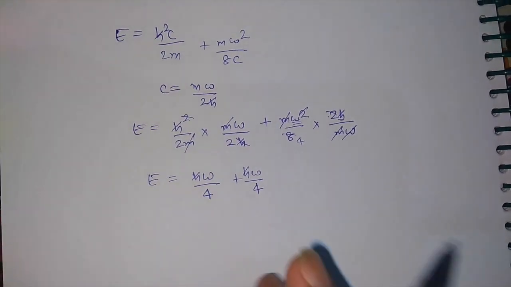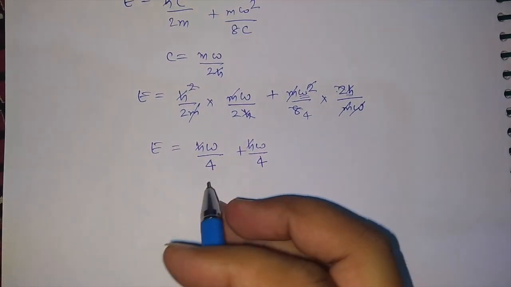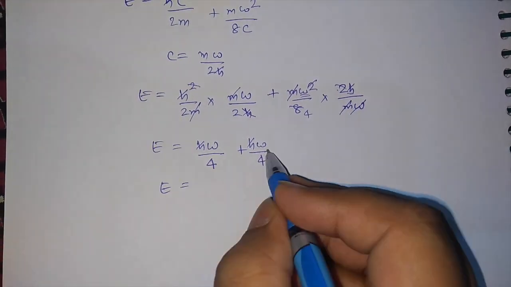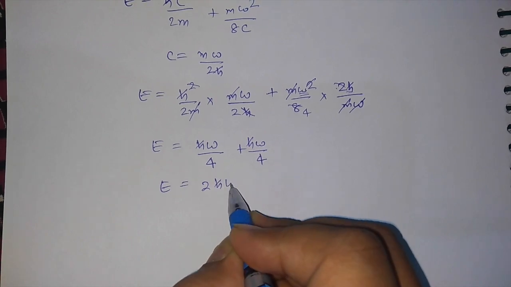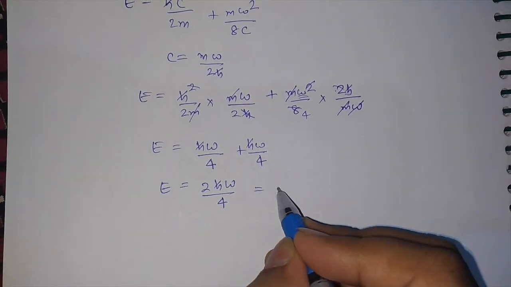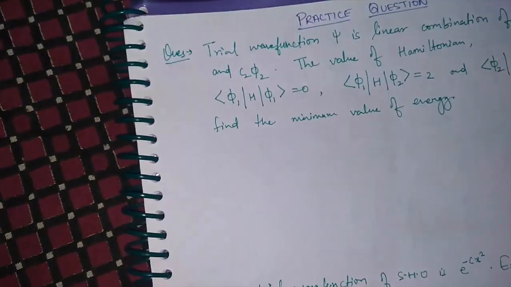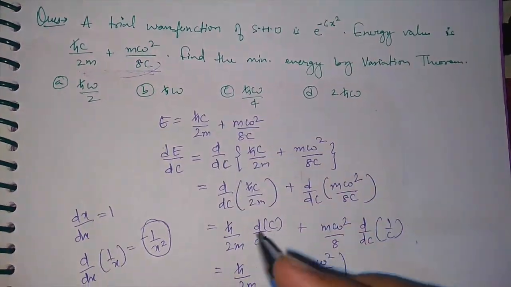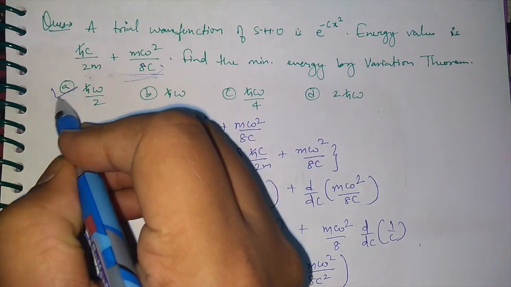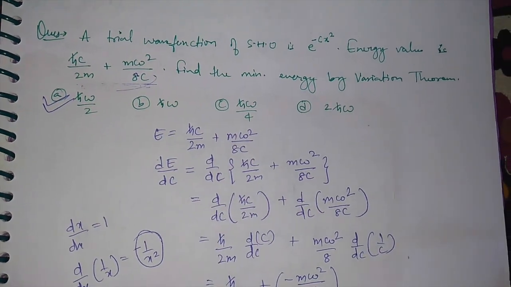So what is the overall energy, or what is the energy term which you are going to get? If you add both of them, it will be 2ħω by 4, and that will give you ħω by 2. Once you check in the options, ħω by 2 is the value which you are getting. So ħω by 2 is your correct value for the energy term.